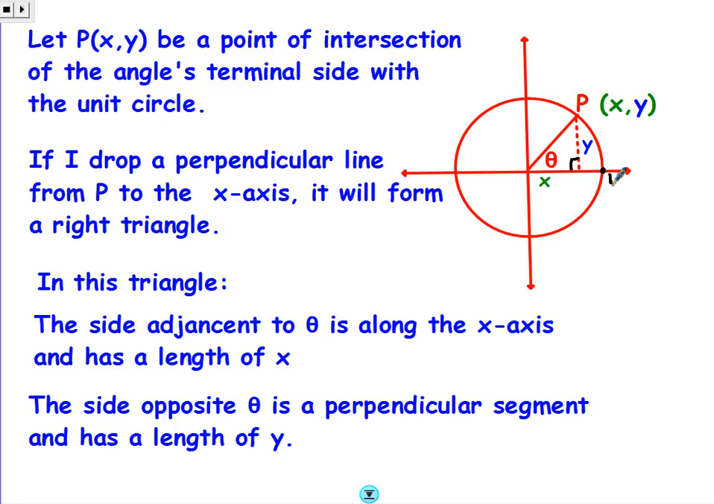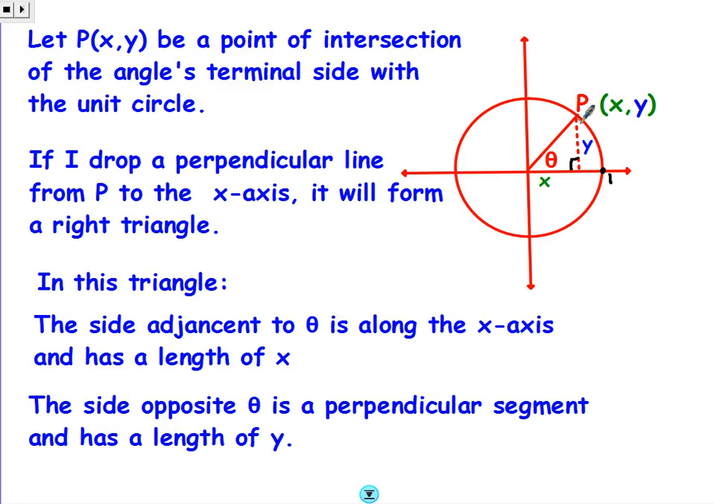It's never going to be bigger than 1 because we're on a unit circle. It only goes out to 1. So here, x might be 3/4, and y might be, again, 3/4. I don't know exactly, because I'm not given what the point is. Okay, so we made a right triangle.